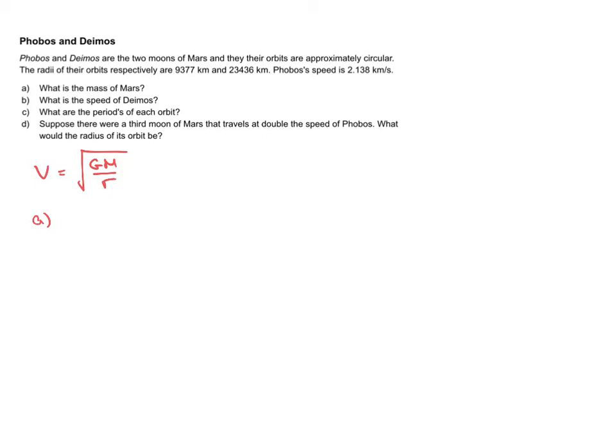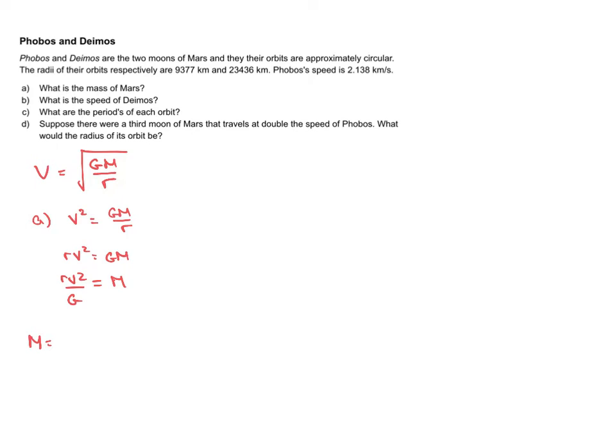So to rearrange this for m, I'll start by squaring both sides. Next, I'll multiply both sides by r. And finally, divide both sides by g. So that can be used to calculate the mass.